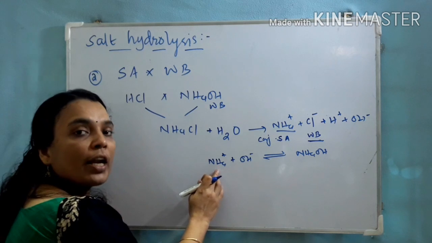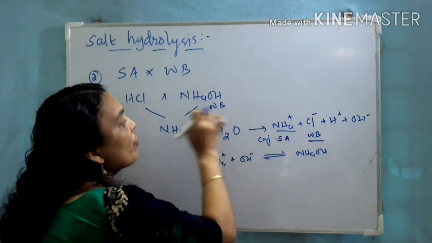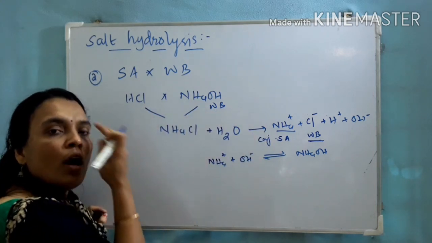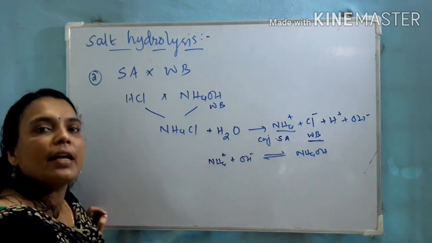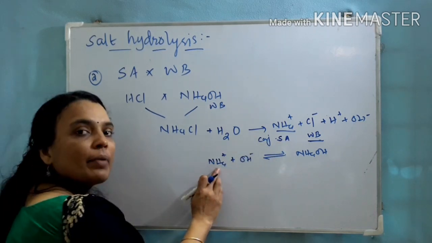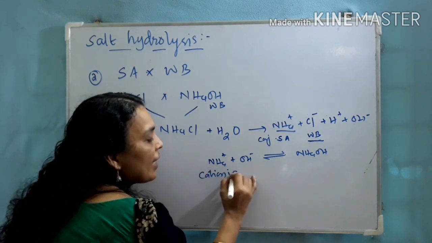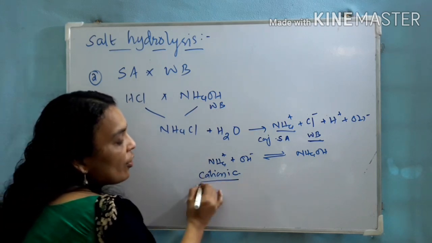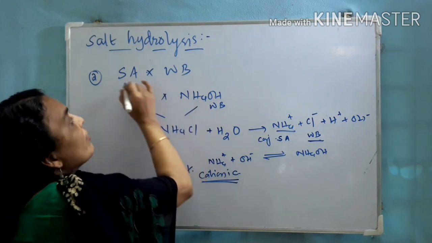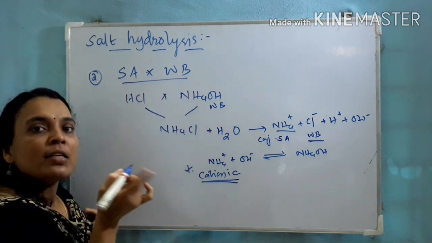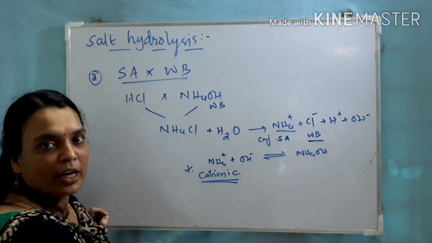NH4OH. That means who can undergo hydrolysis? The conjugate acid of a weak base can undergo hydrolysis. That means it is a cationic hydrolysis. Cationic hydrolysis is important. Cationic hydrolysis means in which case is it taking place? Strong acid and weak base undergo hydrolysis. It is called cationic hydrolysis.